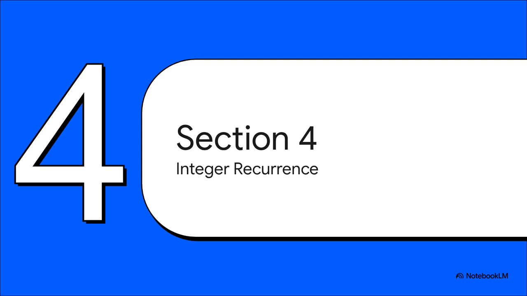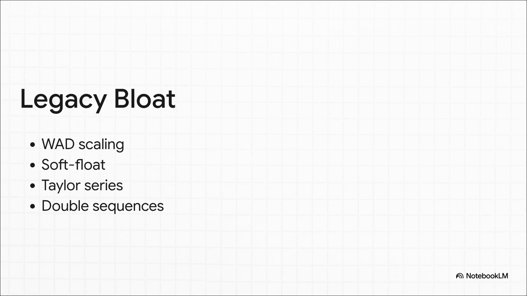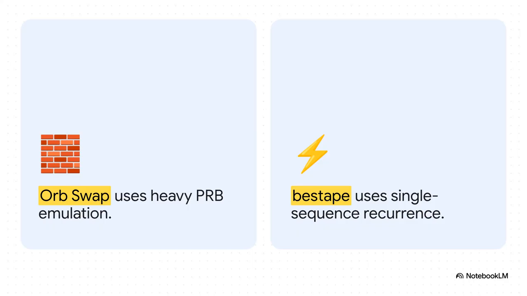Enter integer recurrence. Before we unveil the solution, let's just briefly recap the exhausting, heavy baggage of the legacy systems that we are finally leaving behind. We're talking about ditching those massive 10 to the 18 WAD scaling multipliers, the heavy soft float software emulation, the computationally expensive Taylor series, and those convoluted double sequence math methods. Good riddance.